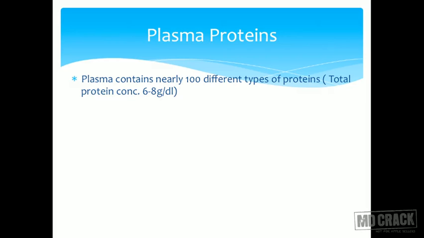Now, most of the times, what we use for different procedures are serum and not plasma. But now I'll be focusing on plasma, since most of the proteins that are present in serum are anyway present in plasma. We'll talk about all of them. Now, the plasma contains nearly 100 different types of proteins. So, what is the total concentration of the protein?